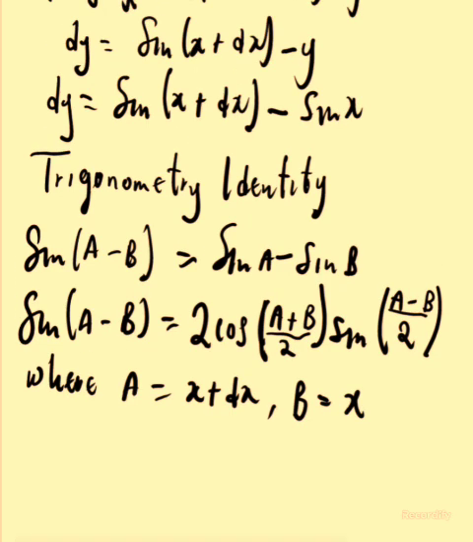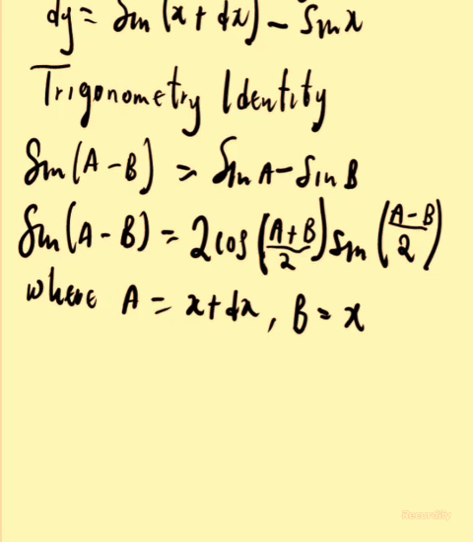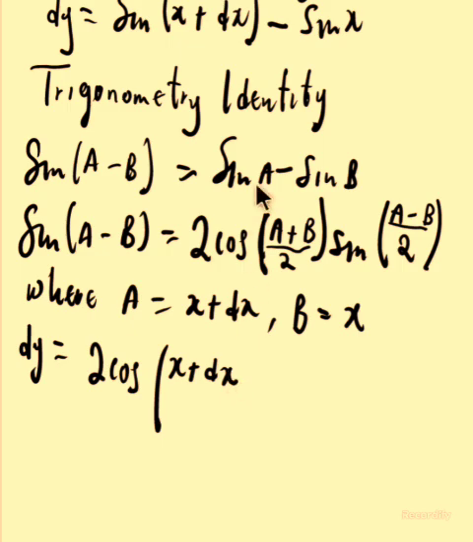Okay, now don't forget, this is what we're having: sine of (x plus dx) minus sine x. So of course, this is now the y, which equals 2 cos of what's our A? Our A is x plus dx. Don't forget, this is our A. And what's my B? My B is x. Don't forget, this is my B, plus x, all being divided by 2.